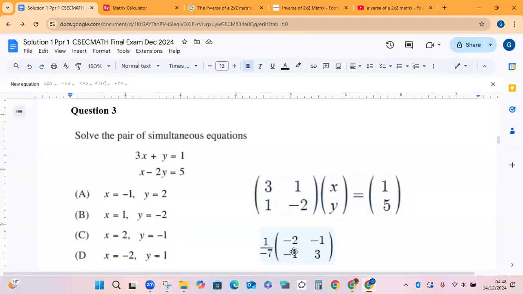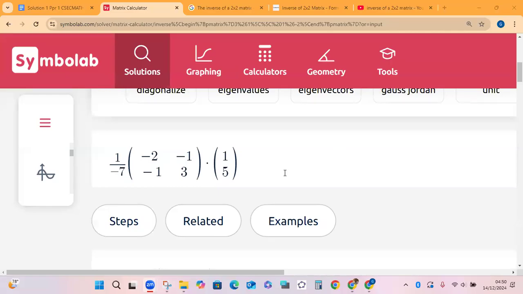So as you can see here, I've written down my inverse, 1 over the determinant times the adjoint. Now the next step is to multiply the inverse by the column matrix with the constants. So again, I'm going to use Symbolab to do that multiplication for me. I'm going to leave the constant outside, and I'm just going to multiply this adjoint by the matrix.